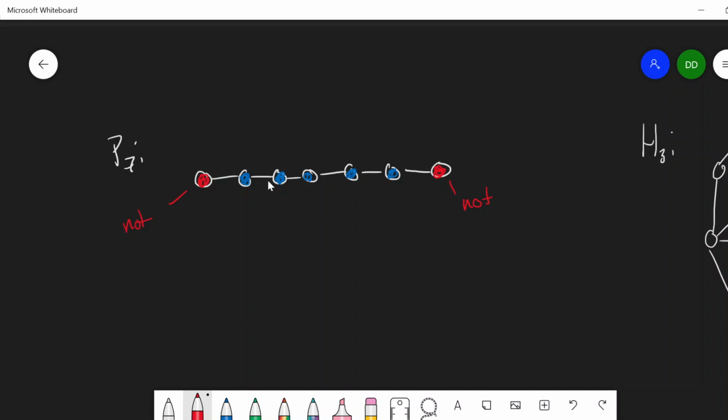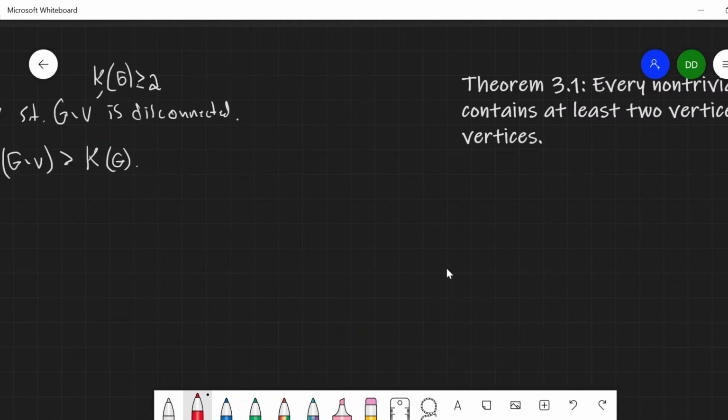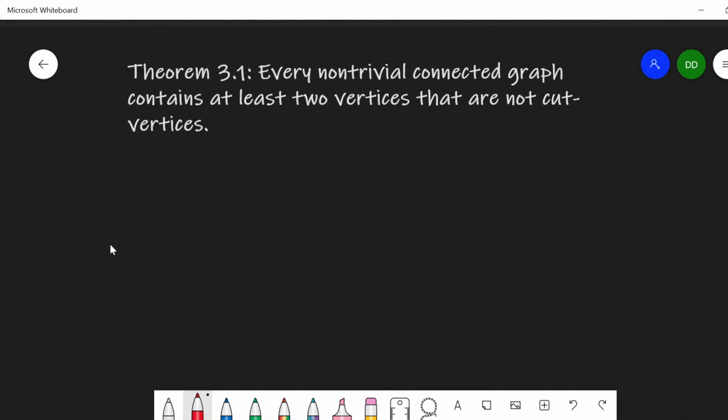In some sense, this is kind of the extreme in terms of number of non-cut vertices in a graph. In general, any graph has at least 2 non-cut vertices, 2 vertices that are not cut vertices. Let's go ahead and prove that. All right, so you might look at a bunch of graphs and see that every one has at least two non-cut vertices. And that's what leads you to try and prove it.